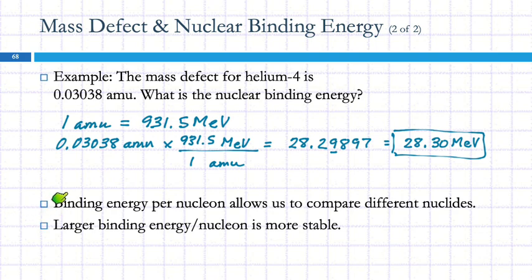We will often look at the binding energy per nucleon, and that allows us to compare different nuclides. Because helium-4 is a small nuclide. It only has 4 nucleons, 2 protons, 2 neutrons. And if you're comparing it with the mass defect in something like bismuth, well, bismuth is going to have a much larger mass defect just because it's got a lot more particles. So we'll often look at the ratio of binding energy to nucleons, and a larger binding energy per nucleon is going to be a more stable nuclide.